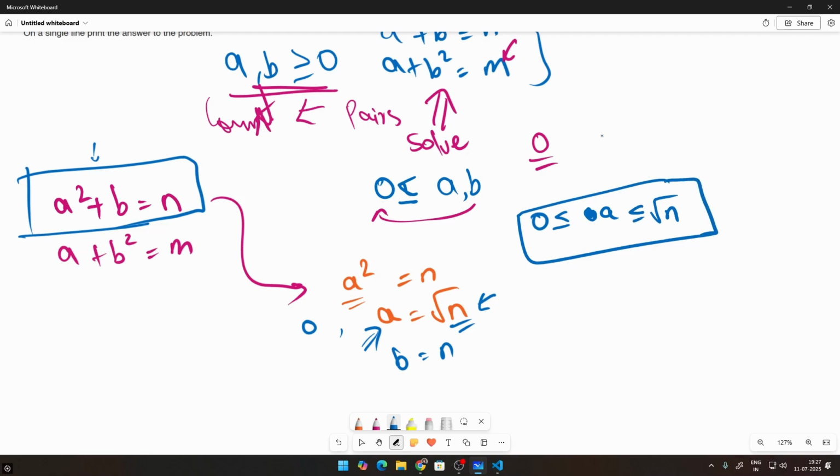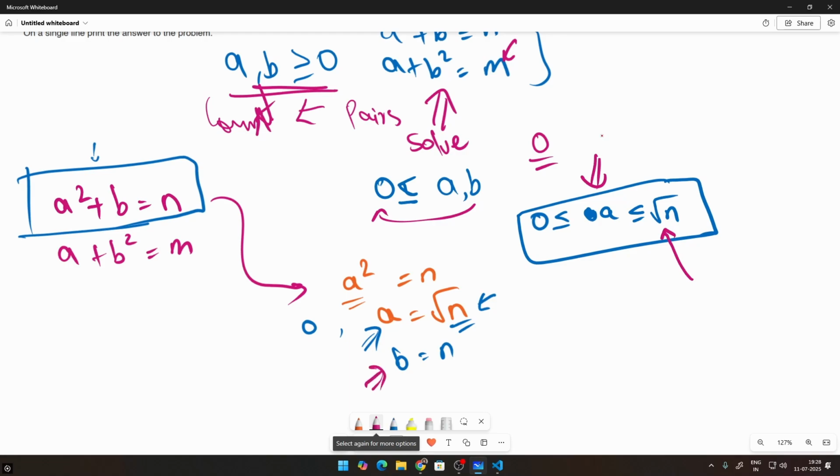Now, we can either take a or b, but the answer to why we need this is very important, because now instead of iterating through lakhs or millions of numbers, we can just iterate through the root of n. Similarly, we know what to iterate through for b also.